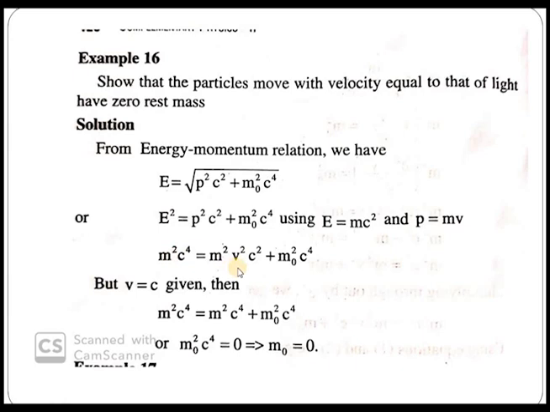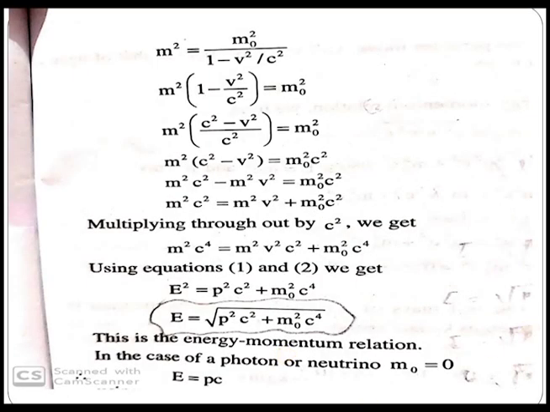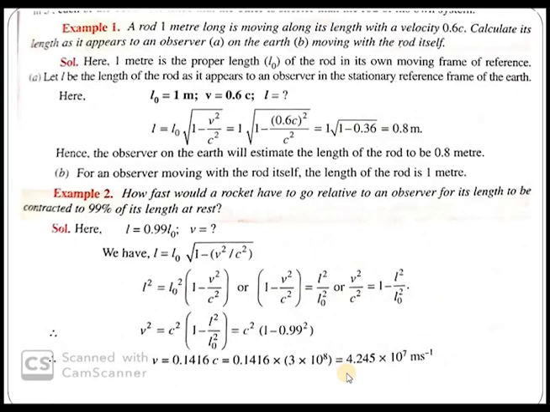Now we have a condition: the particle is moving with a velocity equal to the velocity of light. So instead of v, I'll have to put c everywhere. So what is left is m square c raised to 4 is equal to m square c raised to 4 plus m0 square c raised to 4. What does it mean? m0 square c raised to 4 is equal to 0, which implies that the rest mass of that body is 0. So the rest mass being 0 is the case for a neutrino or a photon. Photon means light, a neutrino is a subatomic particle.